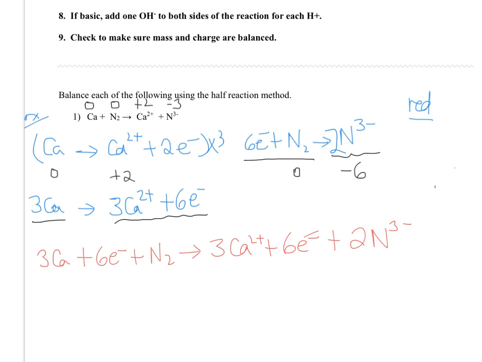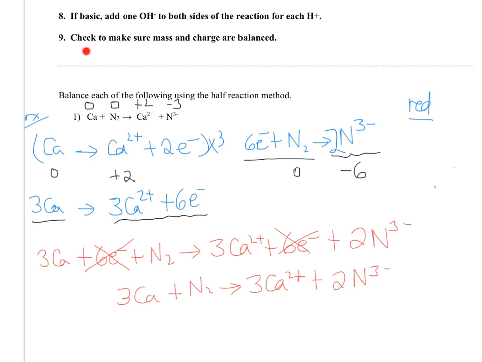If you did this correctly, your electrons should always cancel out. You have 6 electrons here and 6 electrons there, so they cancel out, because they're being transferred. They're lost by one and gained by the other. So let's rewrite that to make it look neater. So 3Ca plus N2 yields 3Ca2+ plus 2N3-. Step 8 says if basic, well, it doesn't say anything about it being basic. It will tell you if it is basic. So since it doesn't tell you, we can skip that step.